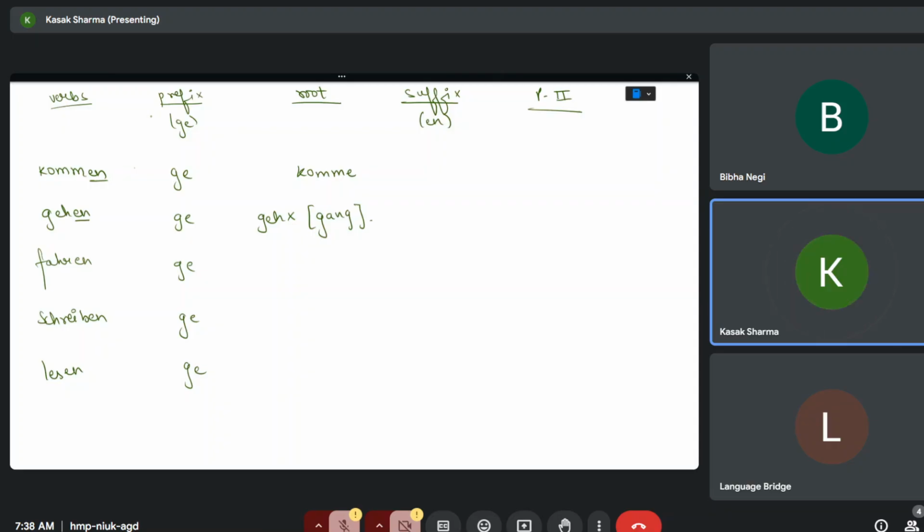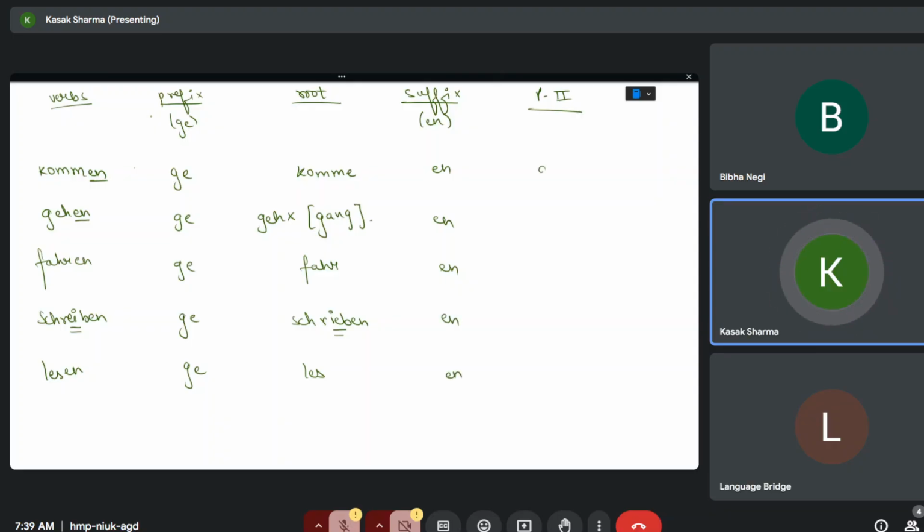Fahren, the same as before. For schreiben, only one change: it becomes schrieben. EI changes to IE. Lesen, it is the same. The suffix remains the same for all: en, en, en, and en.